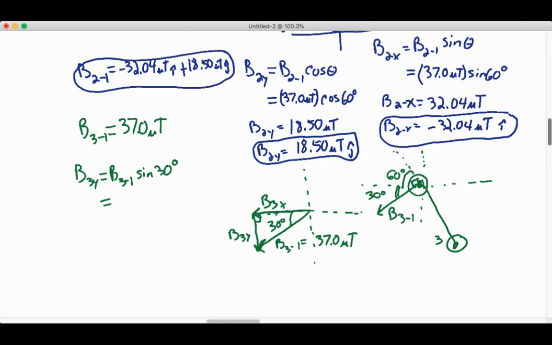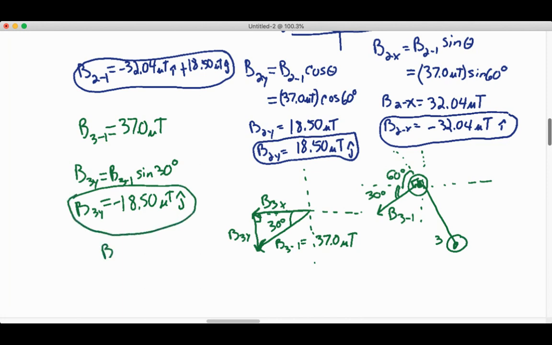Sorry, I'm lost on my page a little bit. Okay. This ended up being 18.50 microtesla. And what direction is this? This is the y component. This one's going down. So this is going to end up being minus j hat, because this is going in the y direction and it's going down. So B3y is this.